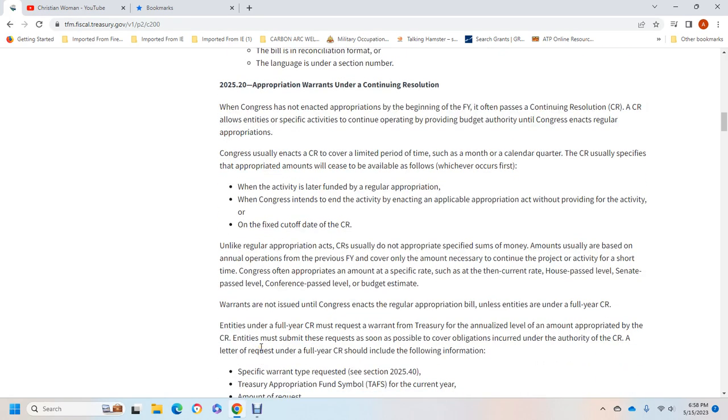Unlike a regular appropriation act, the continuing resolution usually does not appropriate a specified sum of money. The amount is usually based on the annual operations of the previous fiscal year and covers only the amount necessary to continue the project, at the authority and time set by Congress, or at the specified rate of the current rate, the House pass level, the Senate pass level, the conference pass level, or the budget estimate. Warrants are not issued under a regular operation bill unless they are under the official continuing resolution.